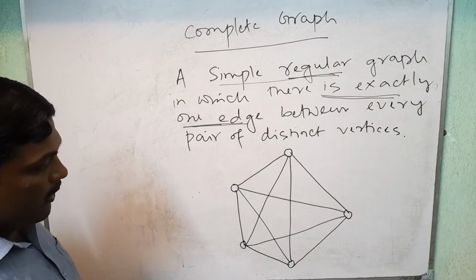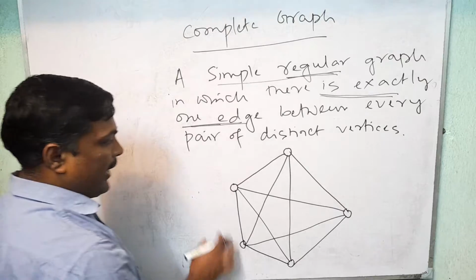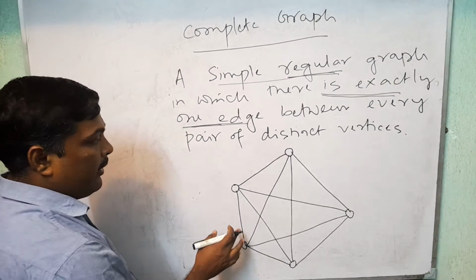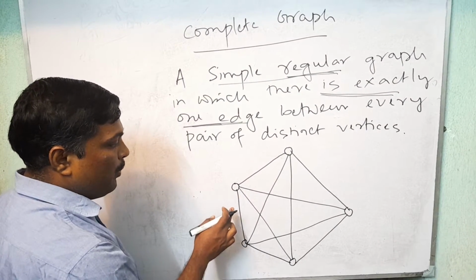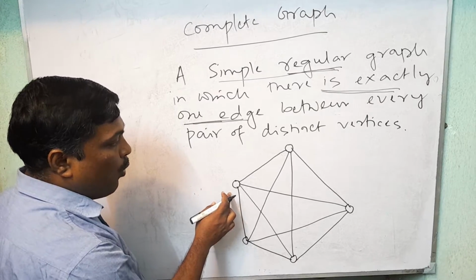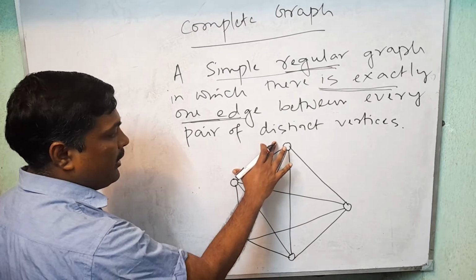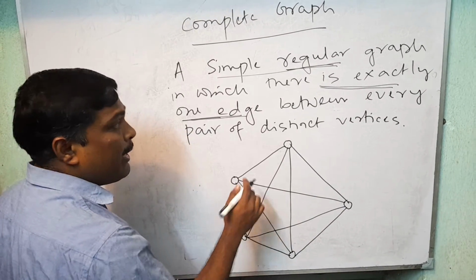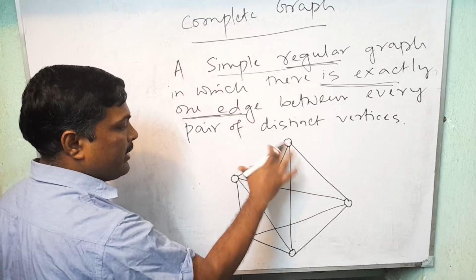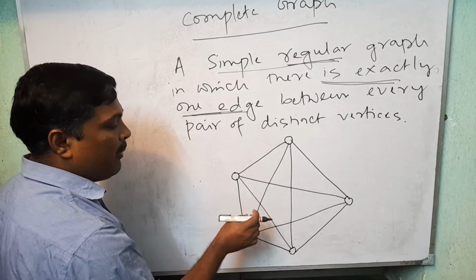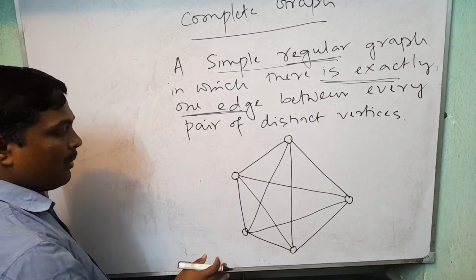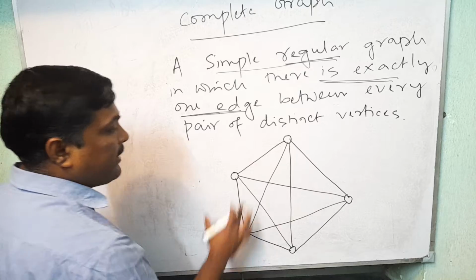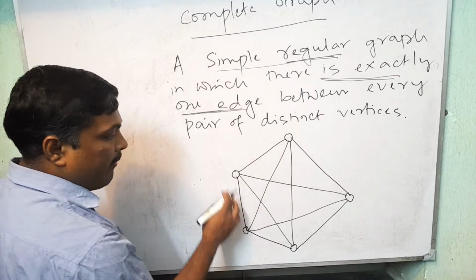Okay. So this is one graph having 5 vertices, and there is no parallel edge, no self loop, and there is exactly one edge between every pair of vertices. Take any two vertices of this graph, you will find exactly one edge between these two vertices. So this is one example of a complete graph having 5 vertices.